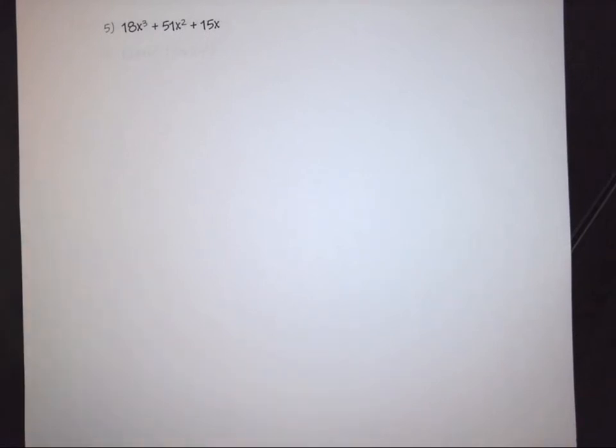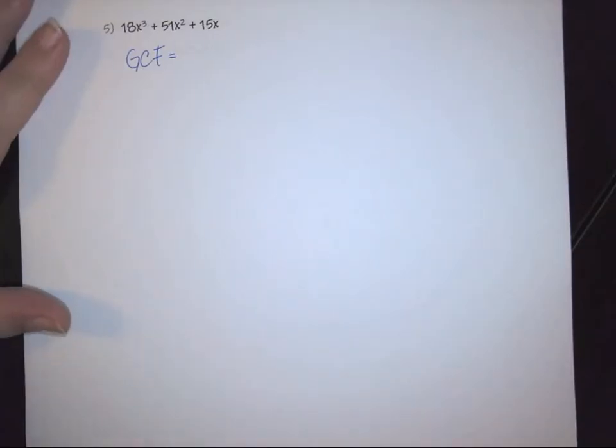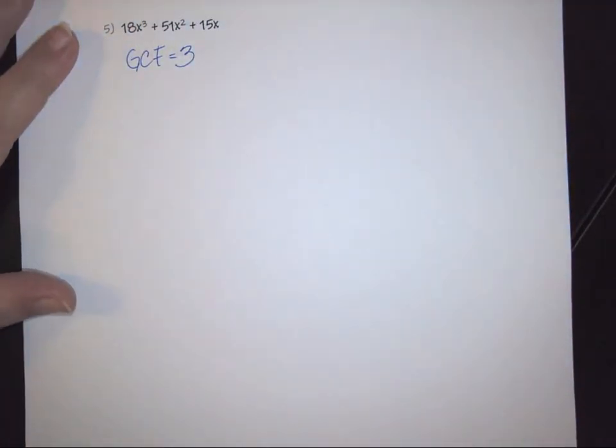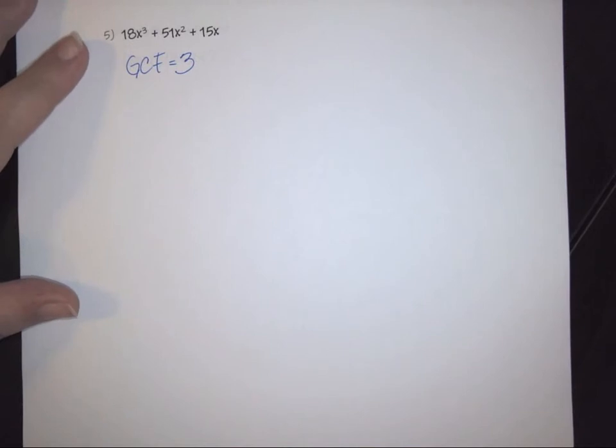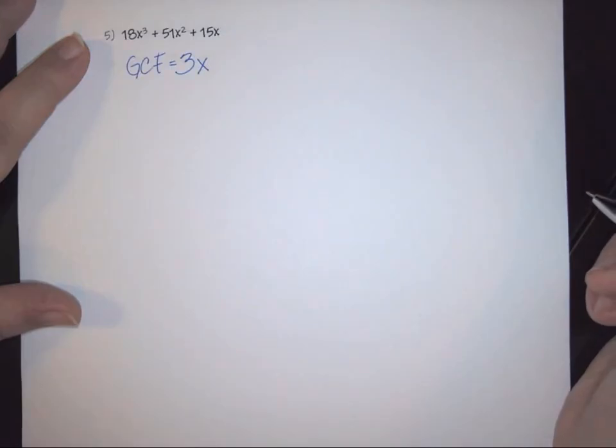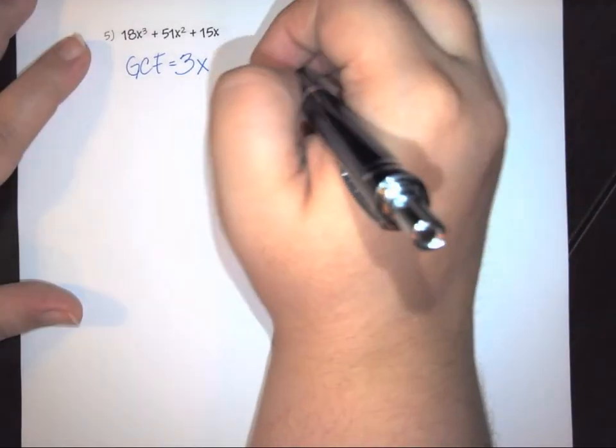Alright, this one is going to be very similar to the other ones we did, only in this case, when we pull out a GCF, it's not just a number. So here, if we look at a greatest common factor, we have 18, 51, and 15. So your greatest common factor there is going to be a 3, but notice I also have x cubed, x squared, and x, which means not only am I going to pull a 3 out, but I'm going to pull an x out. Okay. When I do that, this is how it changes.